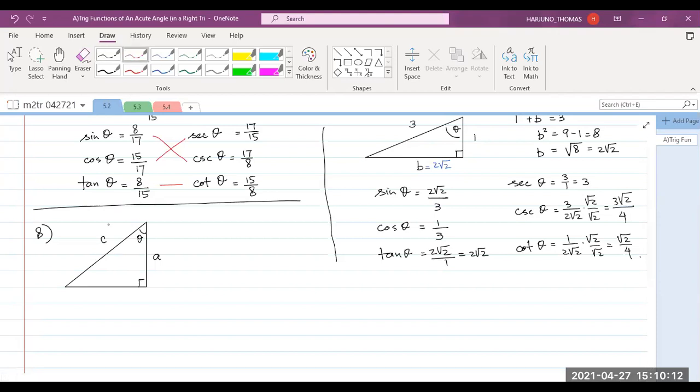Now suppose we call this B. A squared plus B squared equals C squared. I need to express that B in terms of C and A. So B squared is C squared minus A squared. So B is the square root of C squared minus A squared.